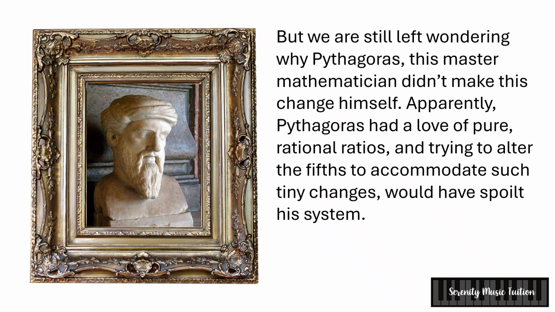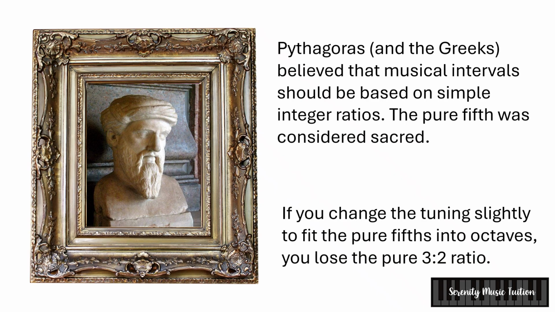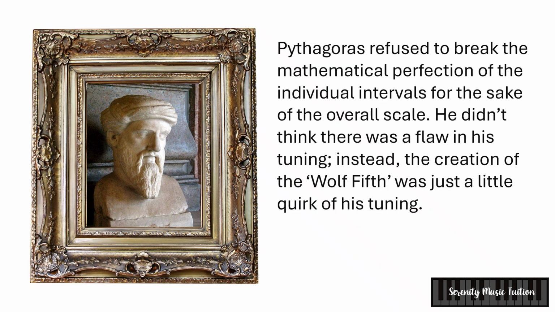Apparently, Pythagoras had a love of pure rational ratios, and trying to alter the fifths to accommodate such tiny changes would have spoilt his system. Pythagoras and the Greeks believed that musical intervals should be based on simple integer ratios. The pure fifth was considered sacred. If you change the tuning slightly to fit the pure fifths into octaves, you lose the pure 3 to 2 ratio. Pythagoras refused to break the mathematical perfection of individual intervals for the sake of the overall scale.